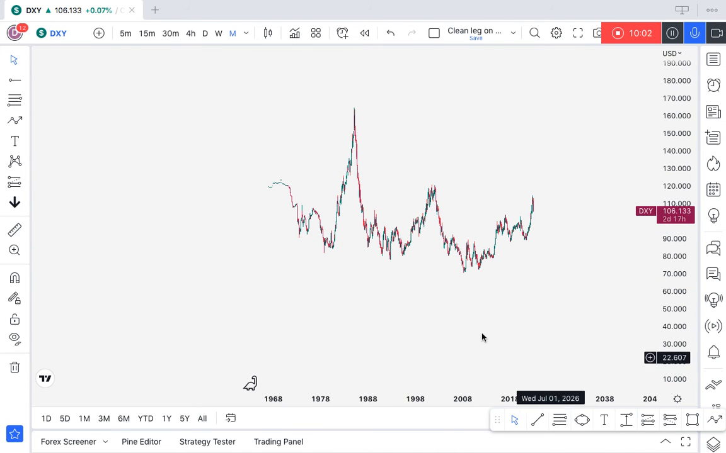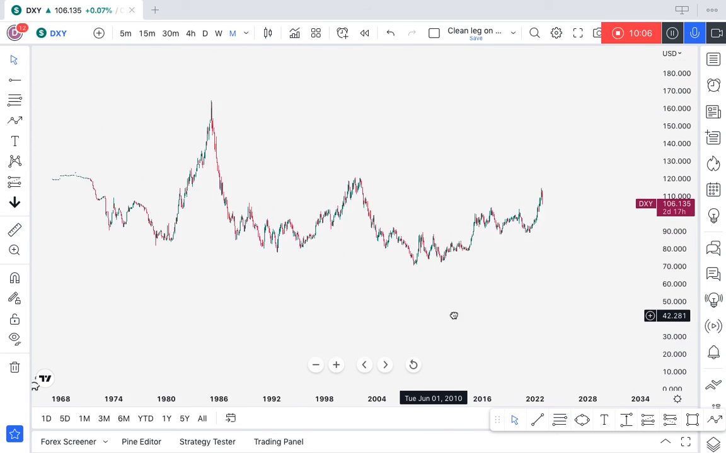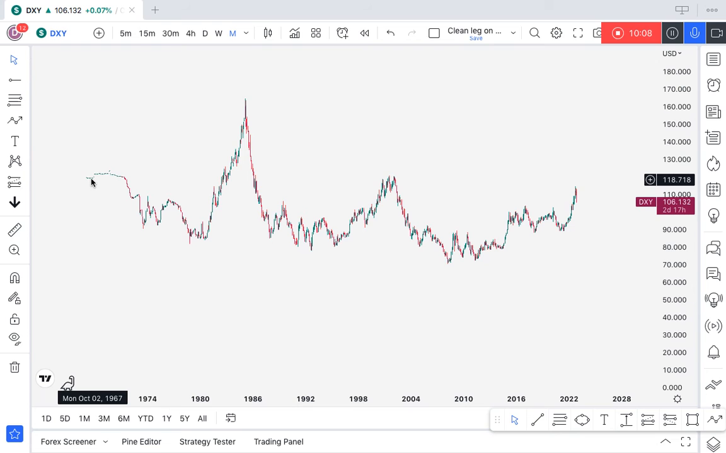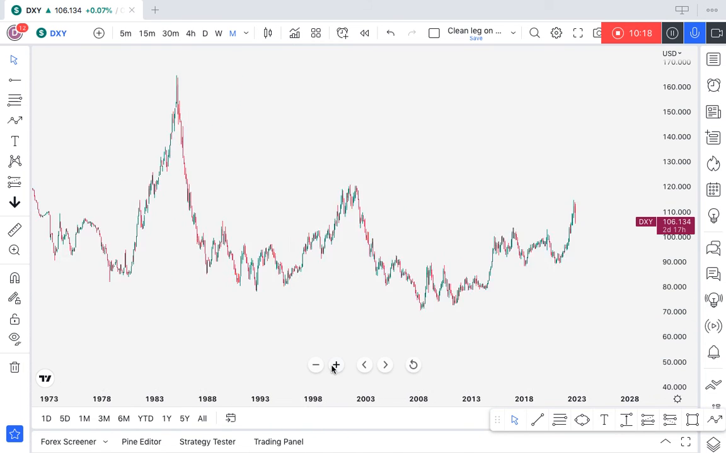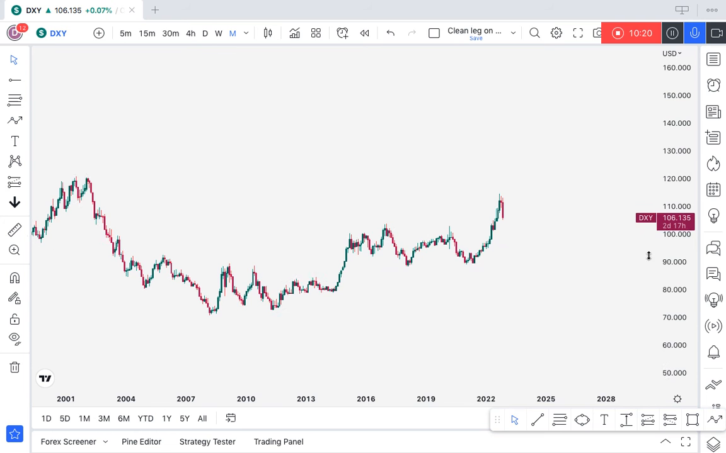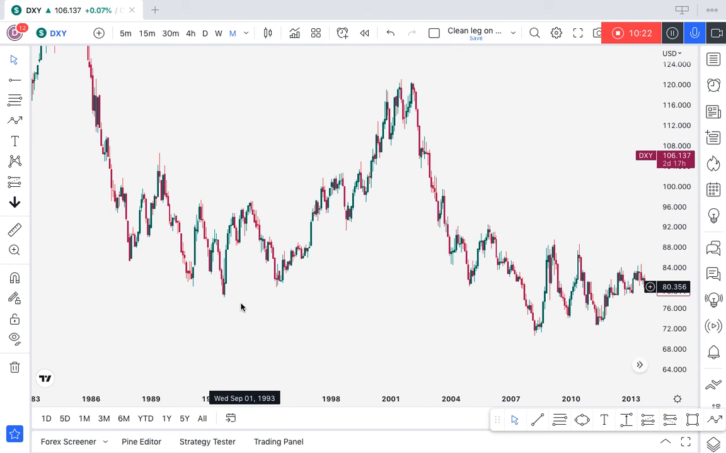Okay, this is a compressed version in the sense that this is on the monthly time frame, and literally this is all that has happened since 1967 all the way to 2022 as regarding the XY. So now I'm going to go ahead and plot my key levels. How do I plot my key levels? I simply look left.